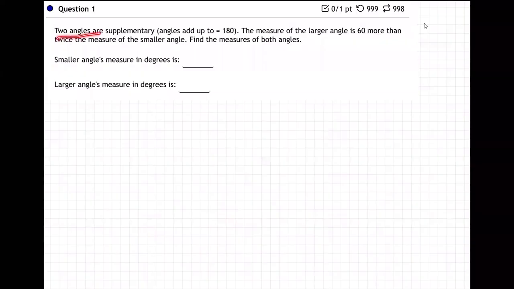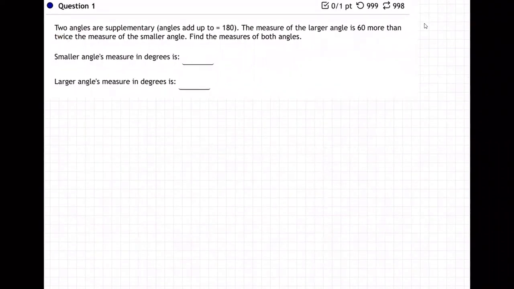Okay, so two angles are supplementary, which means they add up to be 180 degrees. The measure of the larger angle is 60 more than twice the measure of the smaller angle. Find the measure of both angles. Okay, so I'm going to basically write out what they're saying.